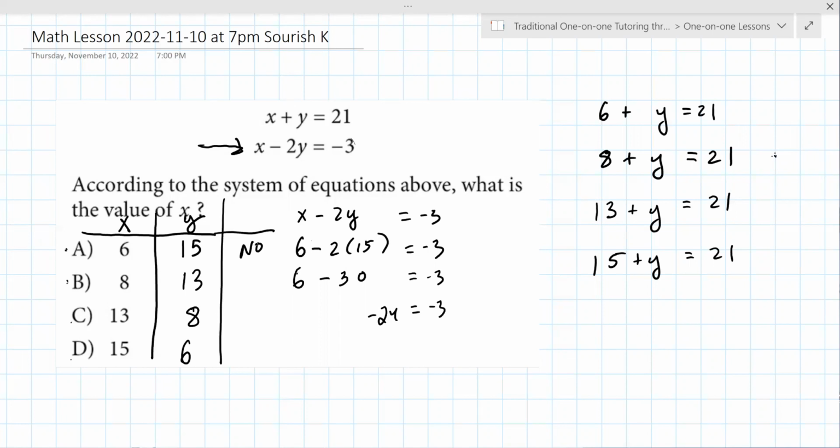Okay. So I want you to try B now. Put 8 and 13 in for x and y, and see if it equals -3. Is it clear what I'm asking you to do? Yeah, I know what you're saying.